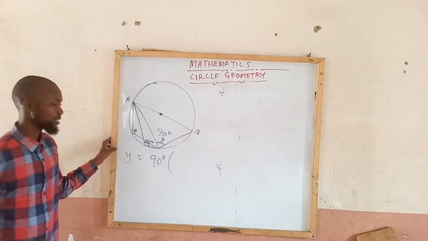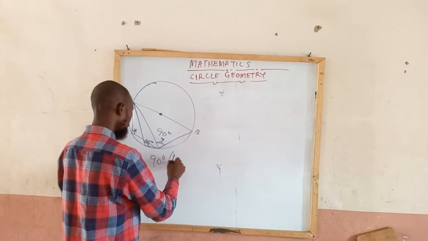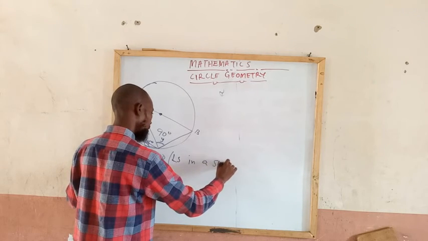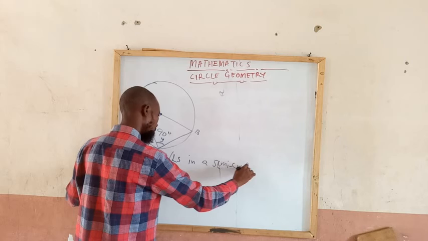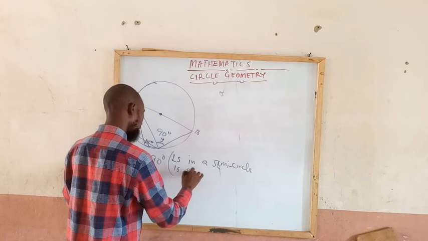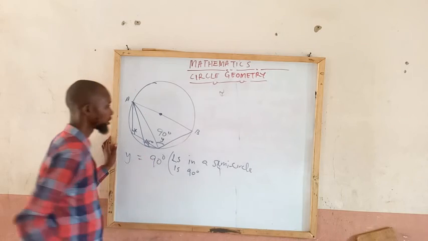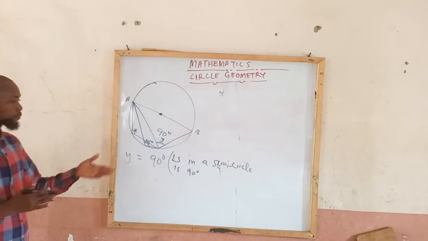What's the reason for that? We say that angles in a semicircle is 90 degrees. It's a right angle. In short, I can just say it's 90 degrees. So that's that.